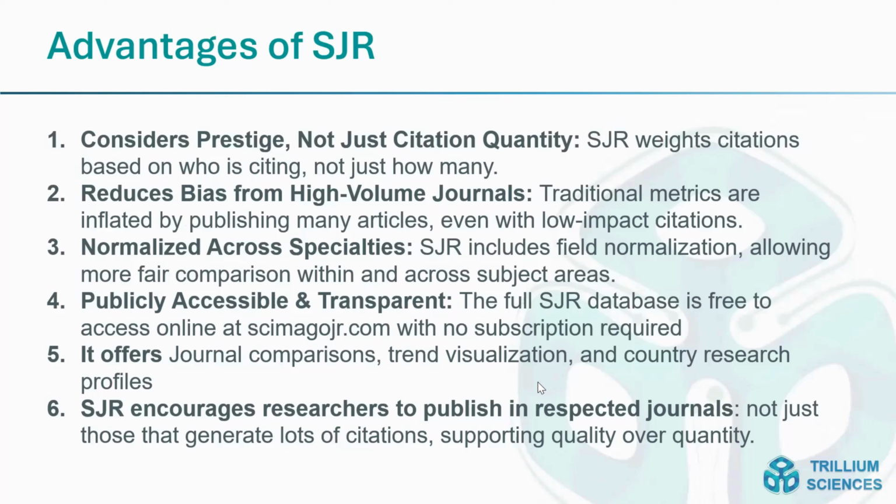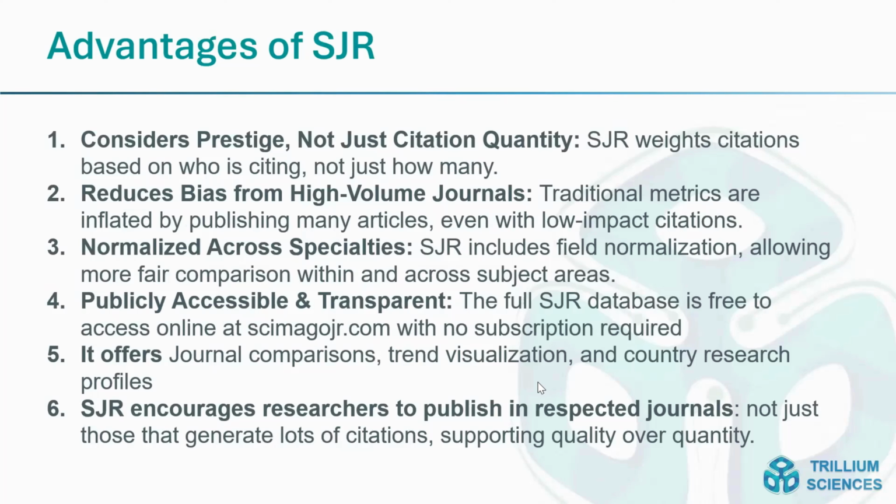Traditional metrics like journal impact factor are inflated by publishing many articles, especially if they have a general specialty, not a niche or a specialized field. And this inflation is even influenced by low impact citations. However, in SJR, high impact citations are accounted for. The third thing is that SJR is normalized across specialties. It includes field normalization, allowing a fairer comparison within and across subject areas.